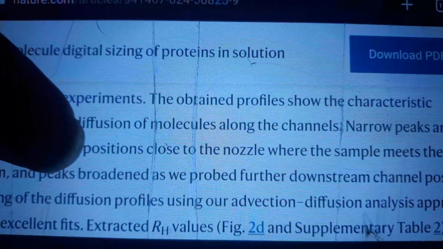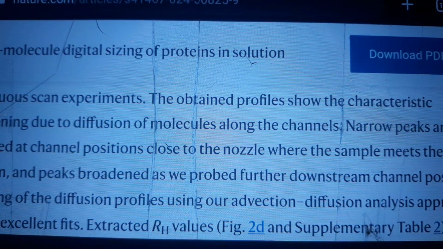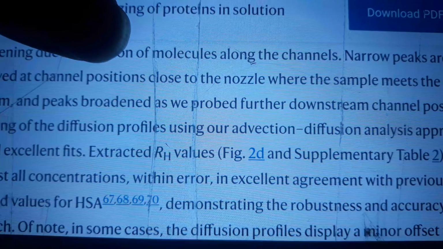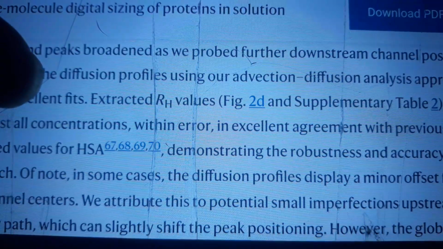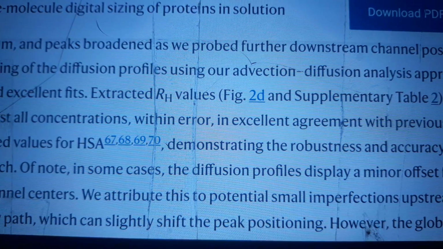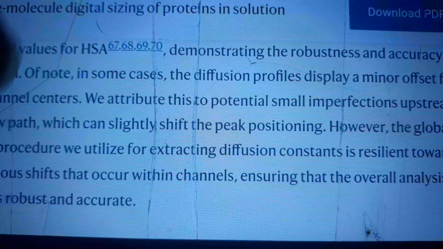The obtained profiles show the characteristic broadening due to diffusion of molecules along the channels. Narrow peaks are observed at channel positions close to the nozzle where the sample meets the carrier medium, and peaks broadened as further downstream channel positions were probed. Modeling of the diffusion profiles using the advection diffusion analysis approach yielded excellent fits. Extracted RH values were consistent among all concentrations, in excellent agreement with the previously reported values for HSA, demonstrating the robustness and accuracy of the approach.